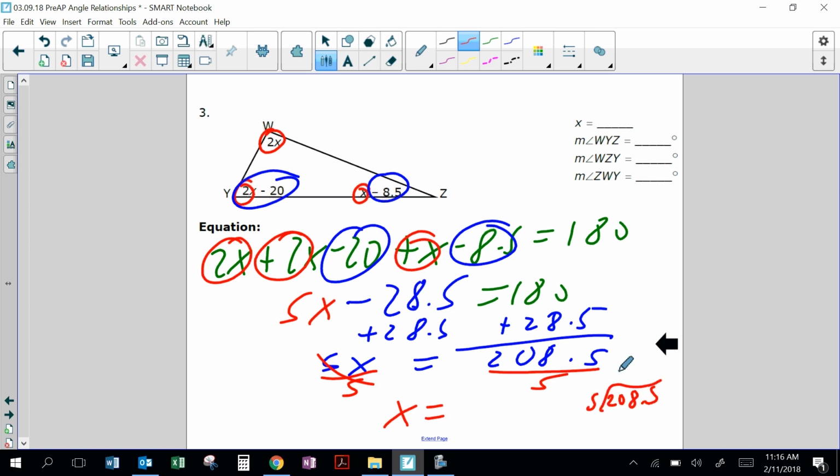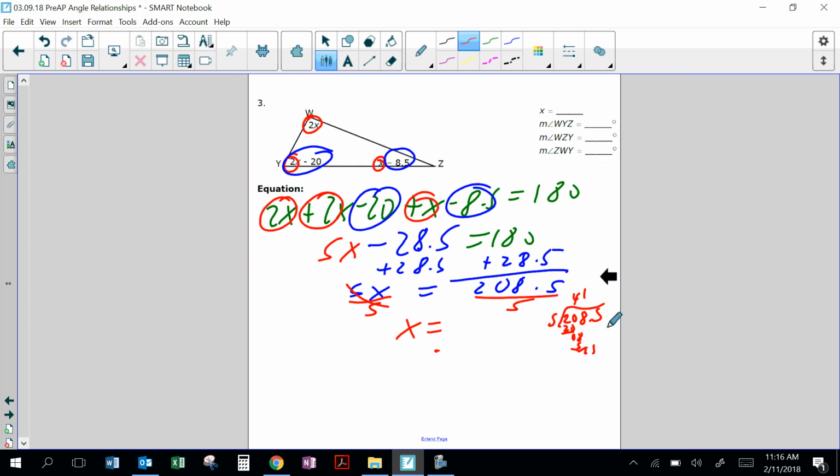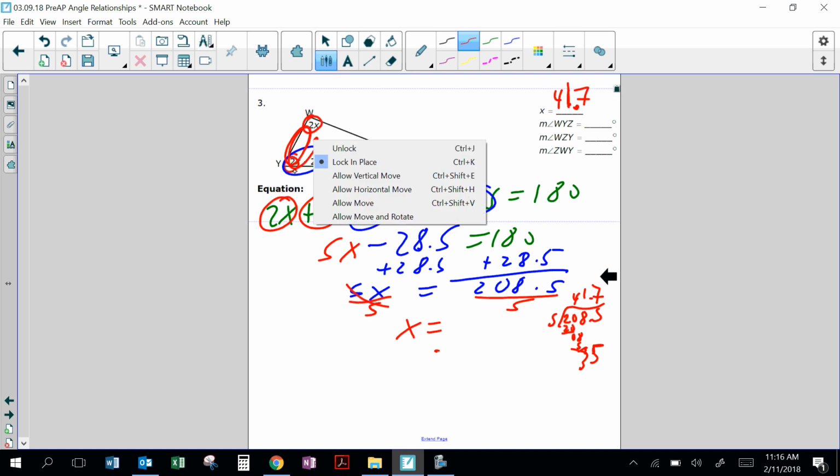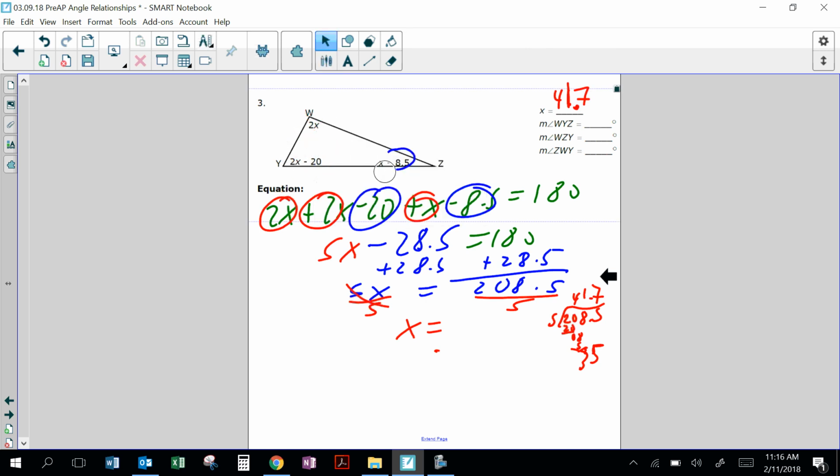208.5 divided by 5. It goes in 4 times. 5 goes in 1 time. That's, whoops. 8 minus 5 is 3, 5. It goes in 7 times. So each x is 41 and 7 tenths. So I'm going to erase all this. So each x is 41 and 7 tenths.